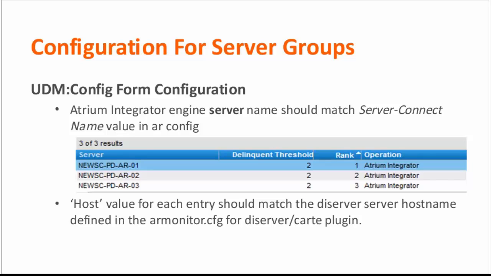Here you see the configuration of the server group for 3 servers, right? The Atrium Integration Engine server name value for each entry on the form, as I said, should exactly match the server connect name. No long names, aliases, IP addresses, or host names should be entered in the UDM config form. Even if you enter them, they are not going to be used, but we recommend not entering them. And the host value for each entry should match the DI server host name.